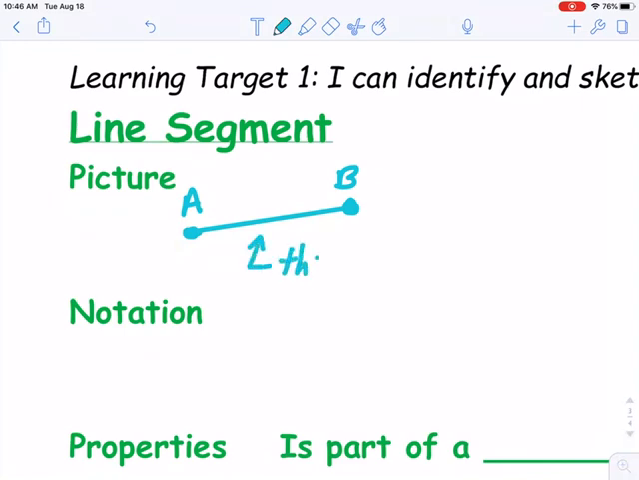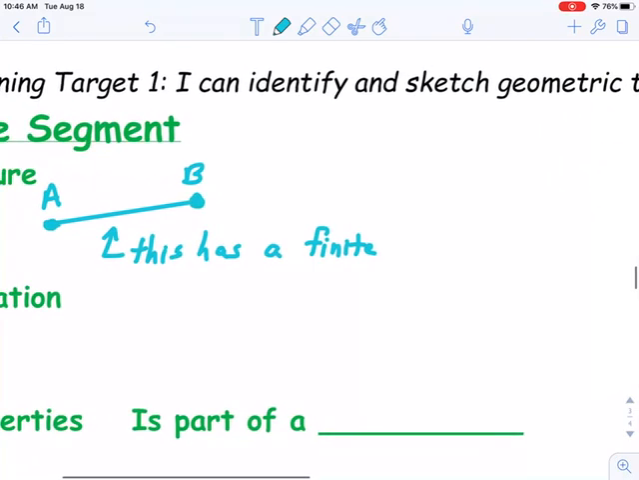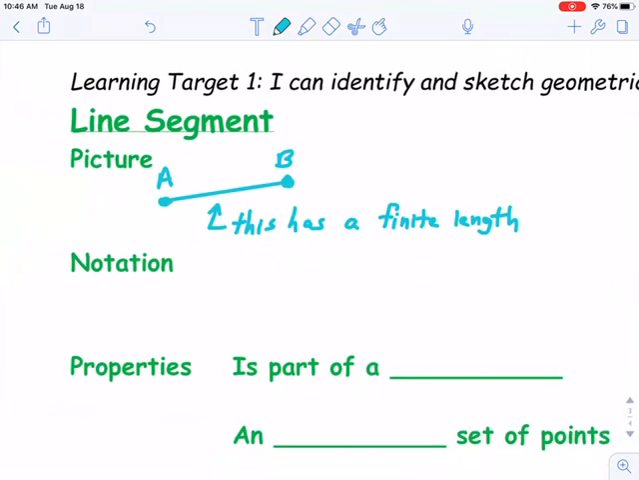This has a finite length. It can be measured. You can take a tape measure, a ruler, you can get some kind of measurement of it. And then the notation is you're going to write AB with the segment hat on top. You don't need to put the dots, just a little dash. Or you could call it segment BA. Order again doesn't matter.